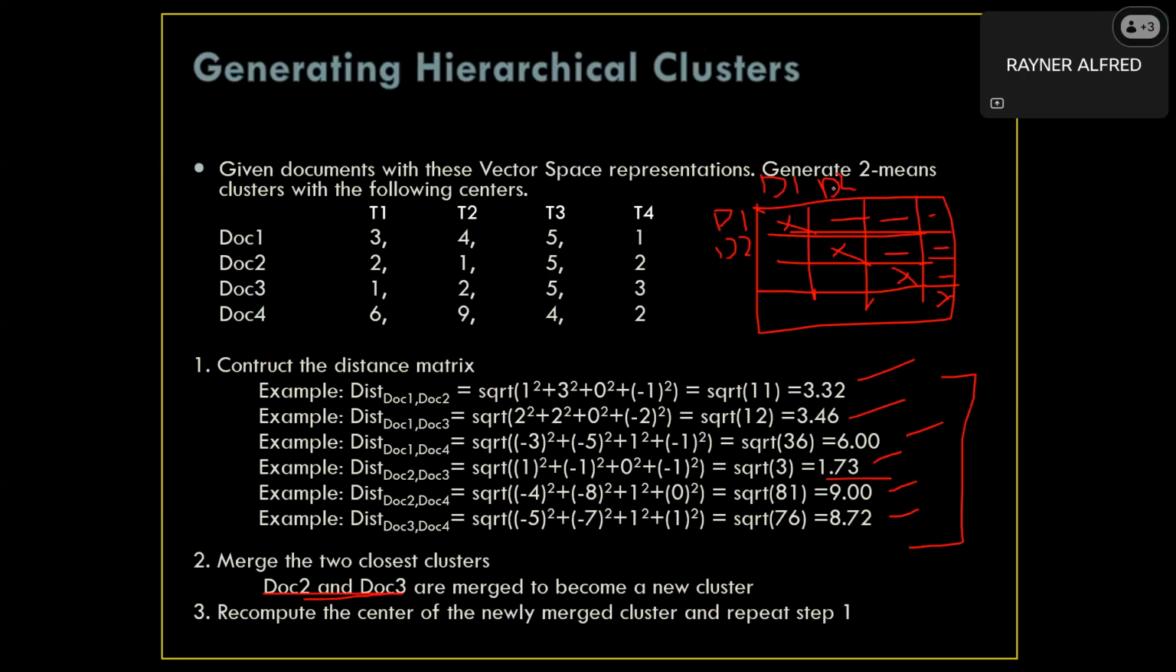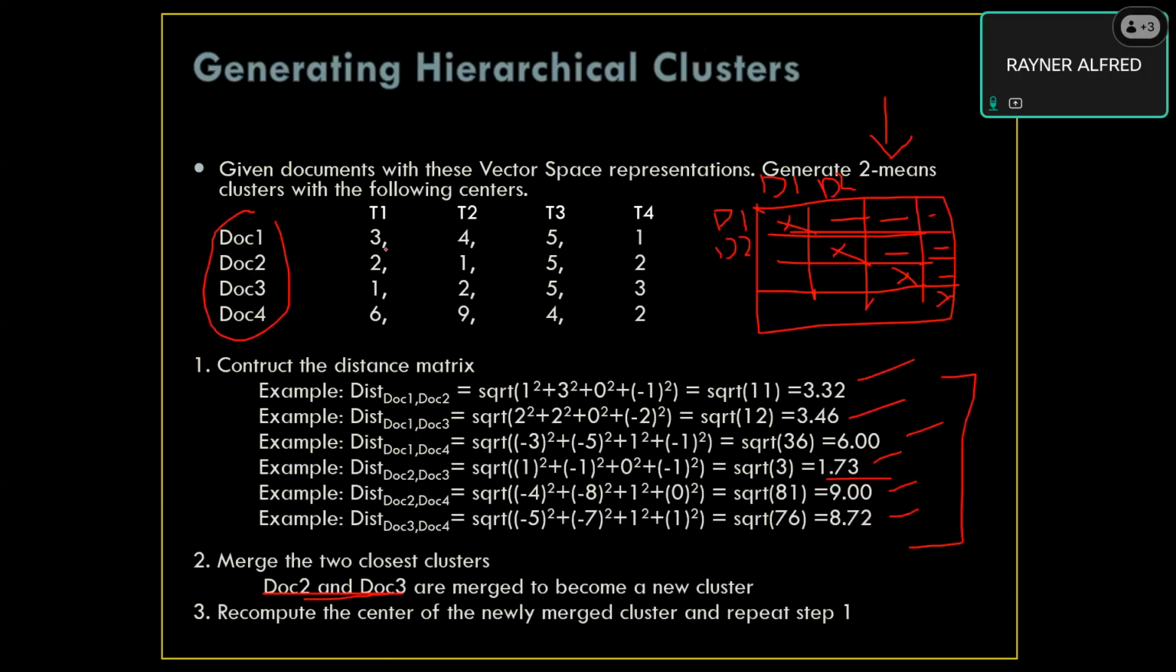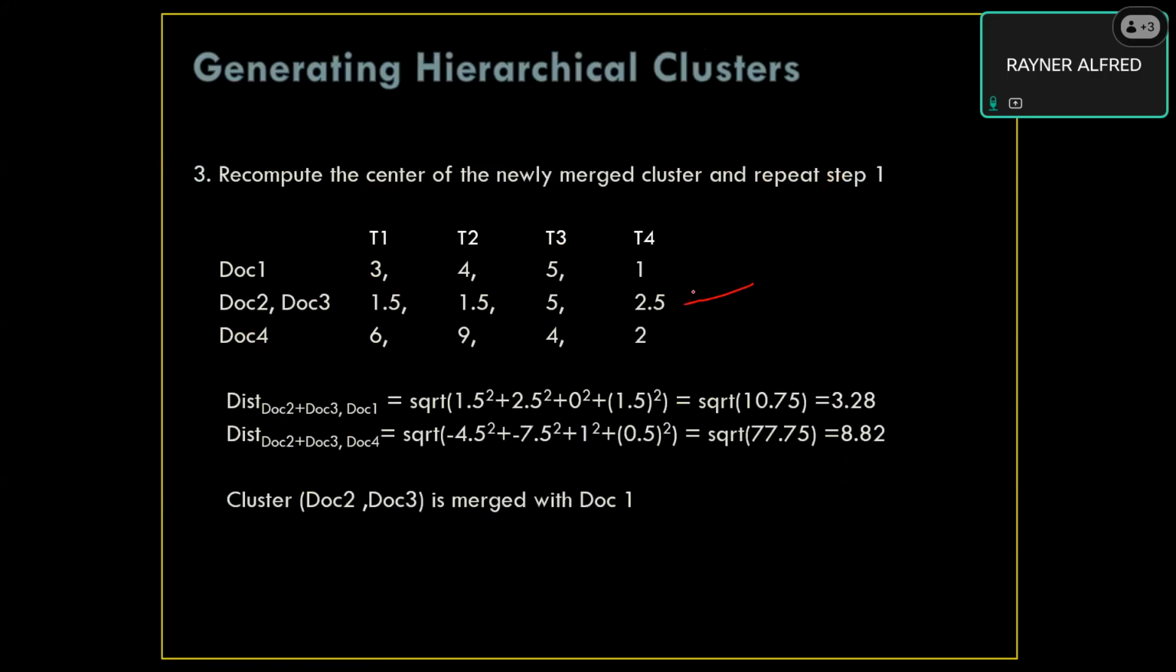Okay. So for this one, we will generate two clusters. So that means we need to form from 4 clusters to become 2 clusters. Now we're combining 2 and 3, and then recompute the center of the newly merged cluster. So how do we do that one? Because we're combining 2 and 3, we just take the average. So this one is 1.5, 1.5, 5, 2.5. So this is the new center.